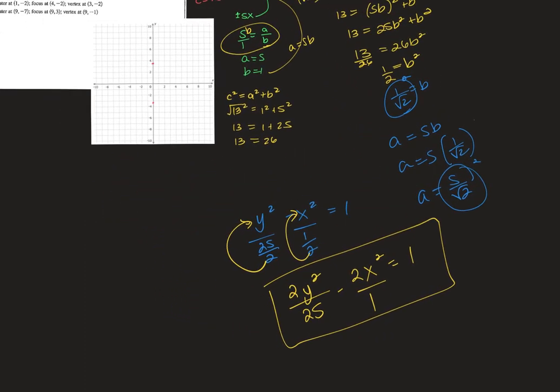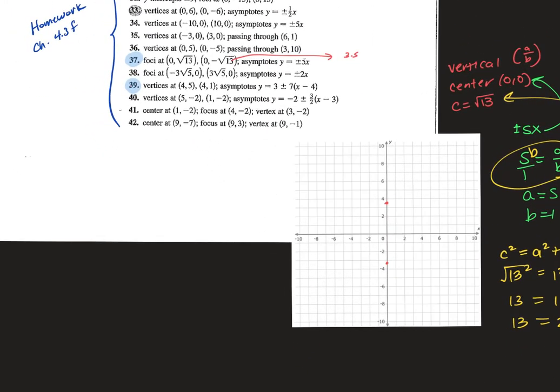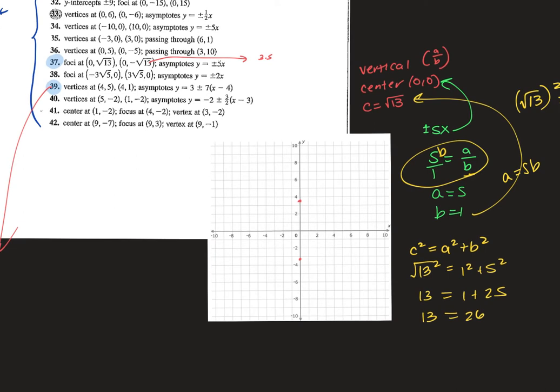So again, on the test, you're not going to go in blind on the A and the B. You'd have something there to solve. Okay, 39. Here, actually, I'm going to use the same graph. 39 says 4, 5 and 4, 1. These are your vertices, so I know it's vertical. I know the center is halfway between these, which would be 4, 3. And that A is 2.